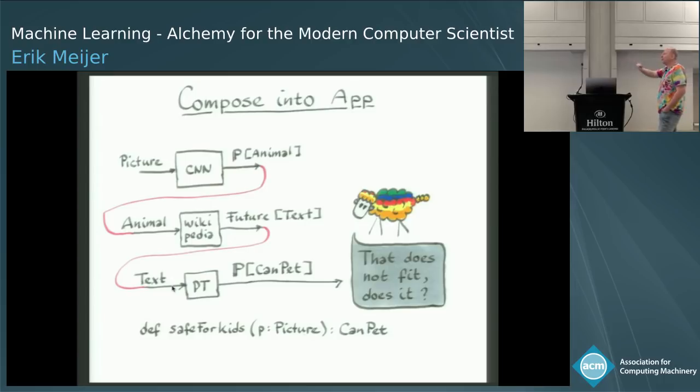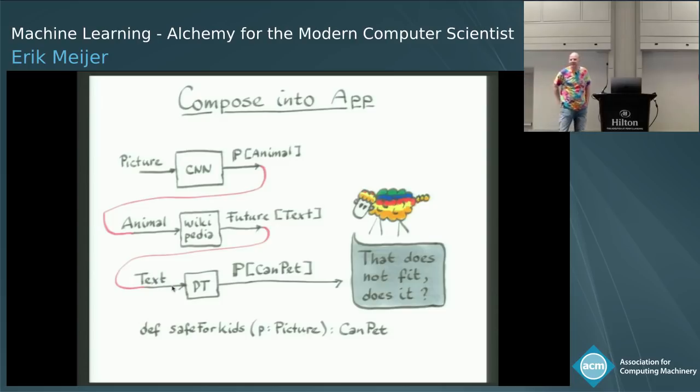I cannot just compose these functions, because the types don't match, right? The first one returns a probability distribution of an animal, but the next function expects an animal. And the call to Wikipedia returns a future of text, and the DeepText thing expects a text. So now the type system is confused. I don't know how to compose these things.